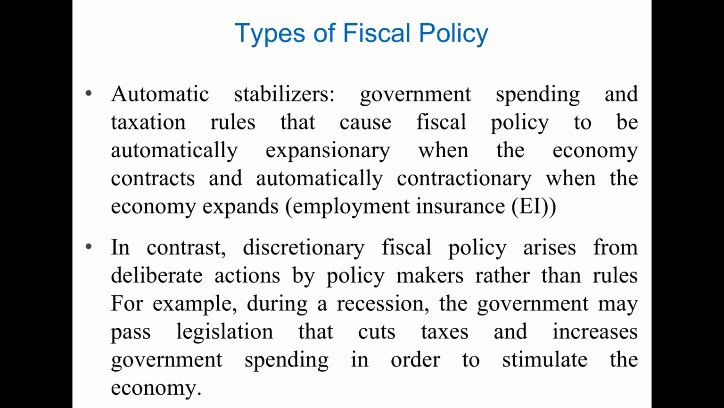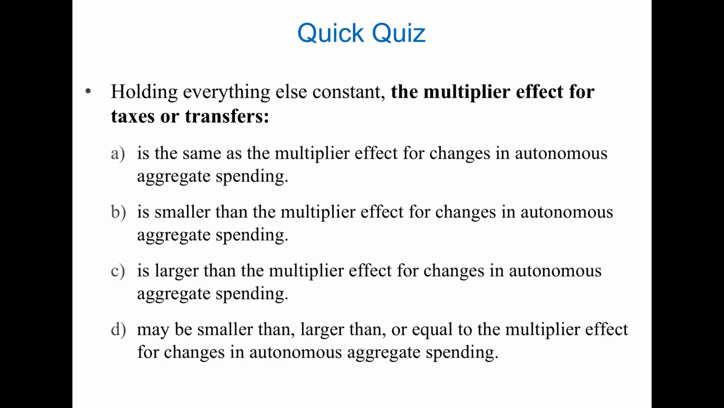Most of the Scandinavian countries' fiscal policies rely heavily on automatic stabilizers. So there is very little discretion available to the government to change these policies. But on the other hand, in most countries, including Canada and the US, the discretionary part is large. In contrast, a discretionary fiscal policy arises from a deliberate action by the policymakers rather than rules. For example, during a recession, the government may pass legislation that cuts taxes and increases government spending in order to stimulate the economy, in which the discretion is with the government as to how much they're going to change it with the change in economic situation.